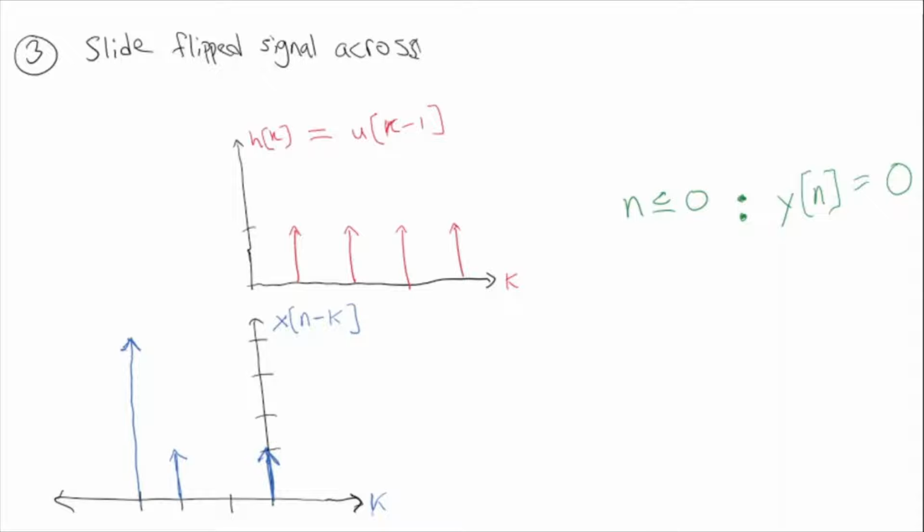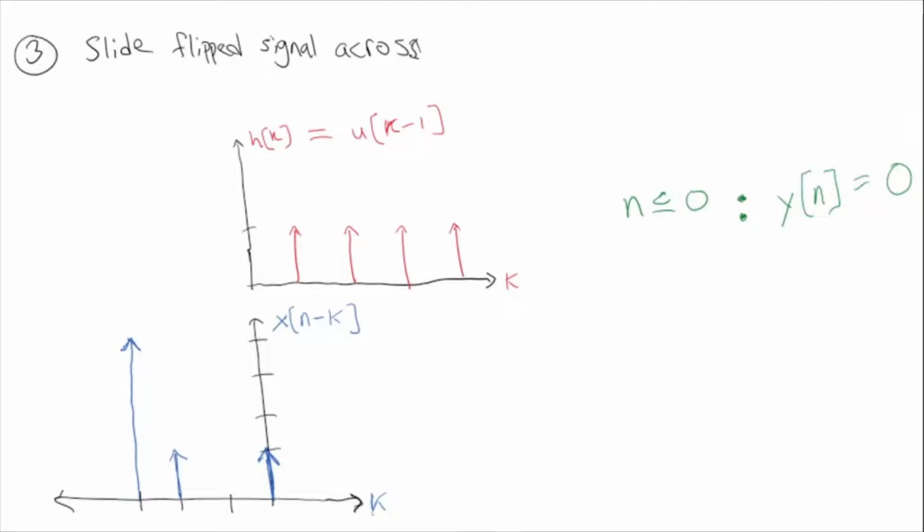As I said before, this image here is showing when n equals 0. By looking at this picture, we can determine what y of n is at n equals 0. In fact, we can determine y of n for n less than or equal to 0. We find y of n by looking for overlap between the two signals, h of k and x of n minus k. For everywhere there is overlap, we multiply the two signals together and add together all such products. Since there is no overlap here, we know that y of n equals 0 for n equals 0.